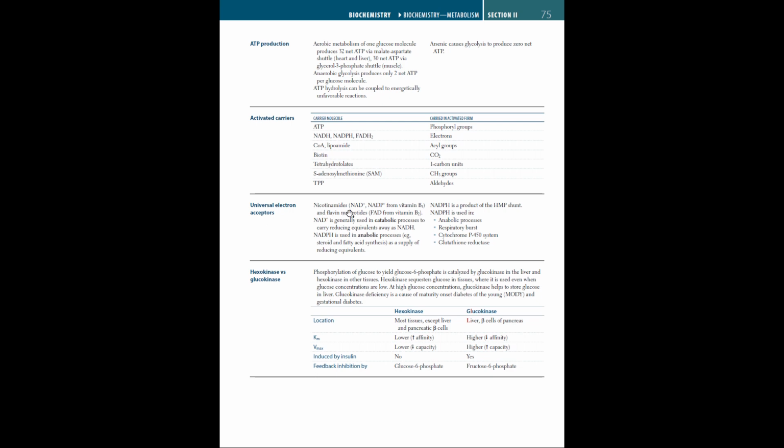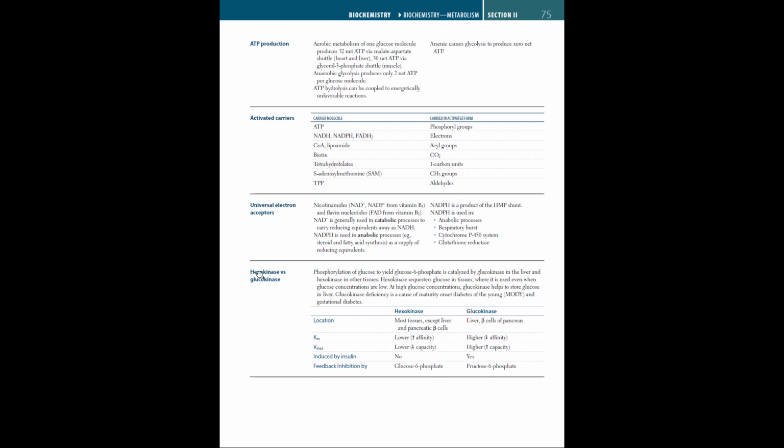Now, we have something called the universal electron acceptors. Nicotinamides, NAD+ or NADP+, from vitamin B3, and flavin nucleotides, or FAD, from vitamin B2. NAD+ is generally used in catabolic processes to carry reducing equivalents away. NADPH is used mainly in anabolic processes, for example in steroid and fatty acid synthesis, as a supply of reducing equivalents. NADPH is a product of the HMP shunt. NADPH is used in anabolic processes, the respiratory burst, cytochrome P450 systems, and glutathione reductase.